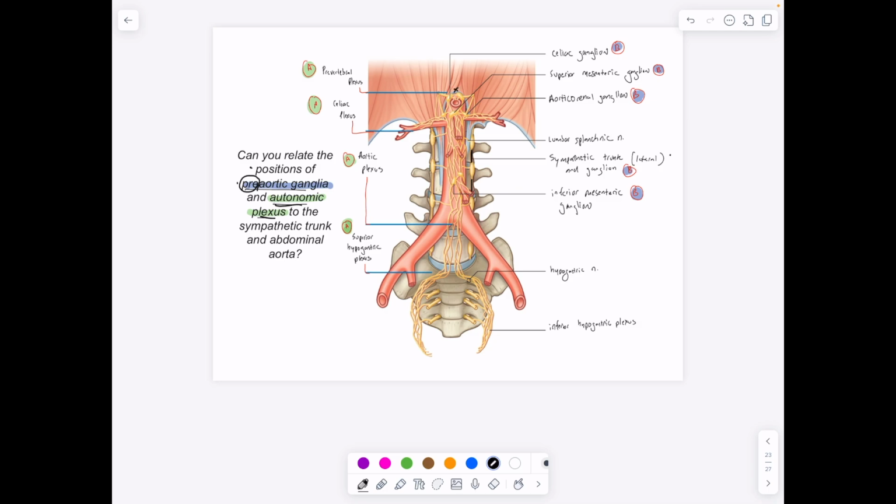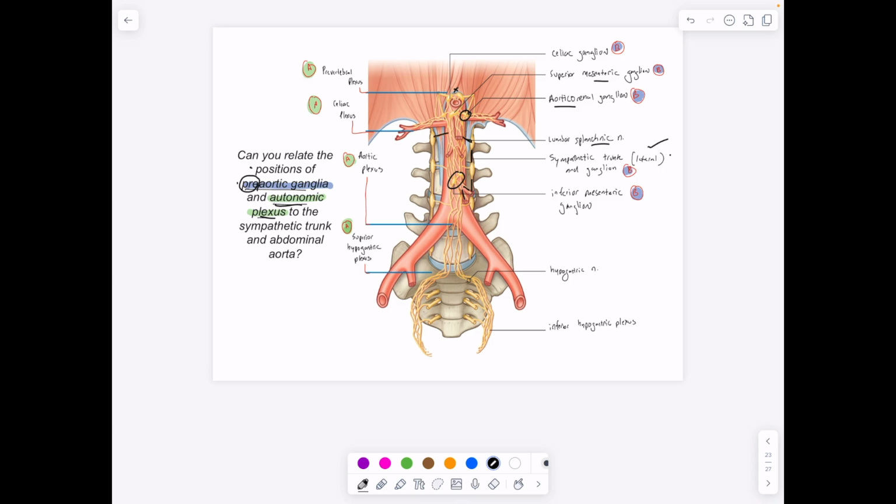So we have our celiac ganglia. Then we have our superior mesenteric ganglia. We have our aortic or renal ganglia. So the nice thing, these are really just named based on the branches of the aorta. Then we have our inferior mesenteric ganglia, again, inferior mesenteric artery. Overall, not too bad. We already mentioned the sympathetic trunk. We have lumbar splanchnic nerves coming in off of the sympathetic trunk.